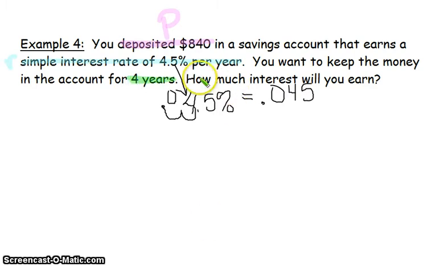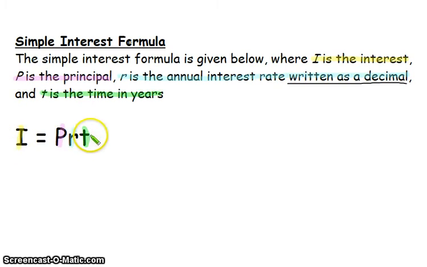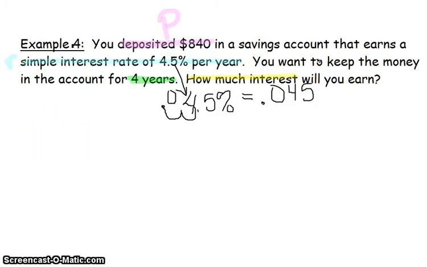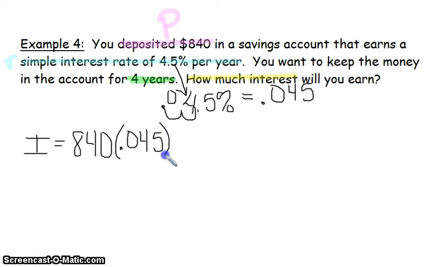So the question asks, how much interest will you earn? I've tried to highlight the same colors that we had for our interest formula. So let's plug in the values. We do not know the interest, that's our I, but we do know the principal, which is $840. We're going to multiply that by our rate, which we have found to be 0.045, so it has to be in decimal form. And we're going to leave this money in our account for 4 years. So this one's very simple. It's not really solving an equation, it's more simplifying an expression.